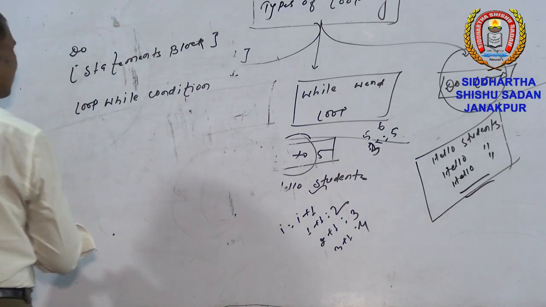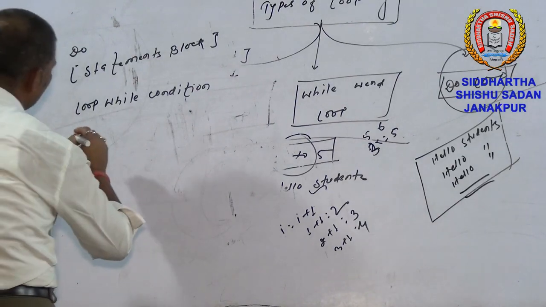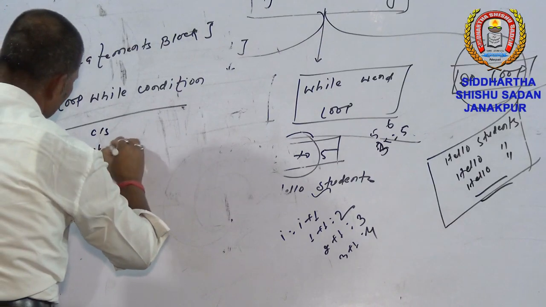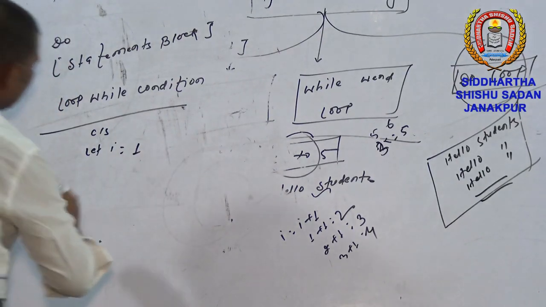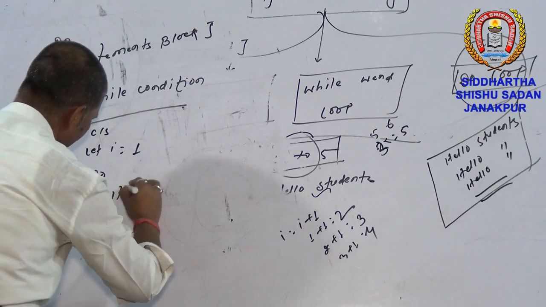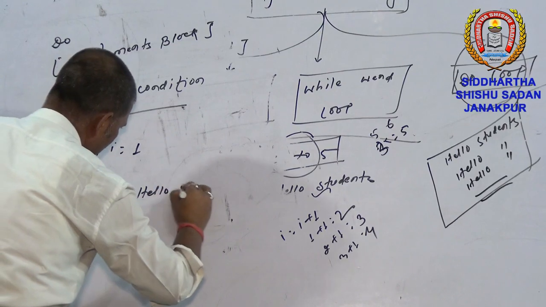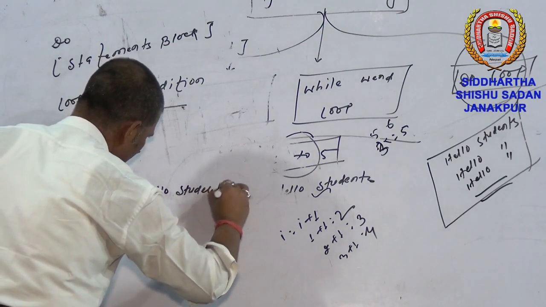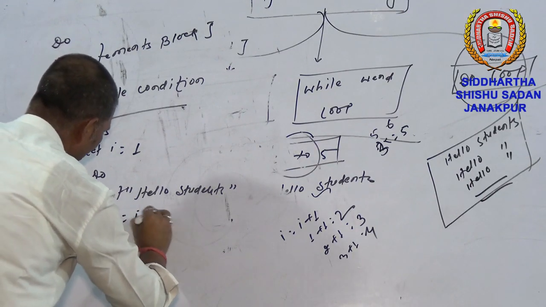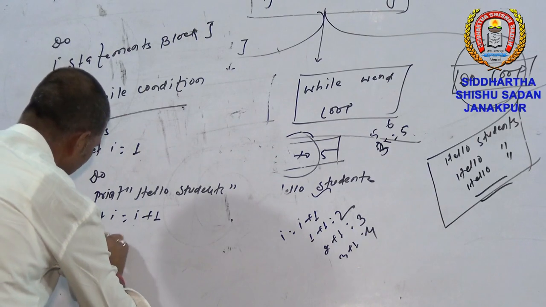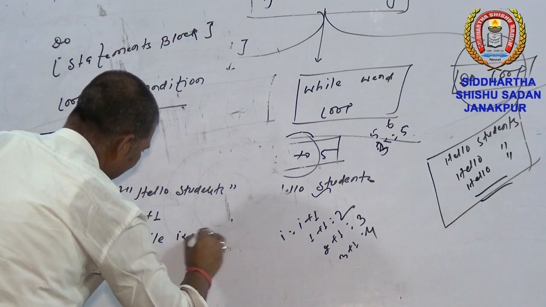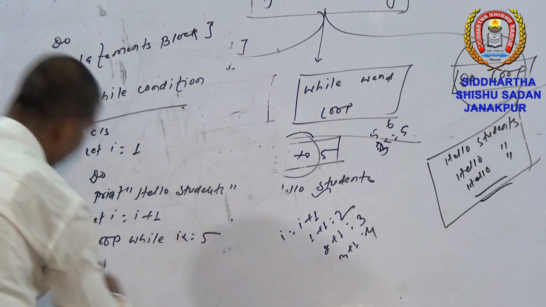Now, a very small example I am going to write here. Suppose CLS, let I equal to 1. Here, writing do. Same example I am going to write. Print "Hello students". Let I equal to I plus 1. Now, the looping statement: Loop while I less than or equal to 5.